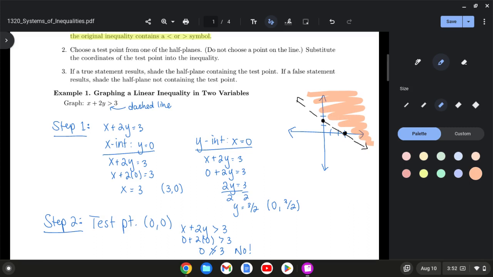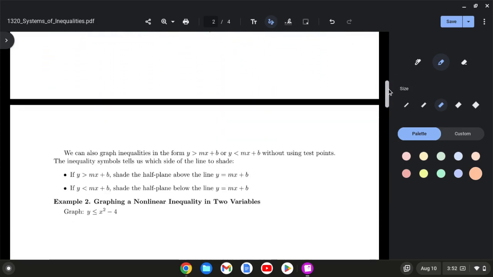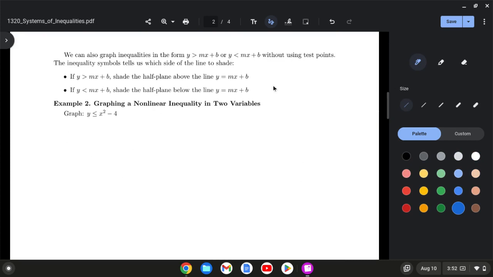All right, now let's go ahead and take a look at some shortcuts. I know some of you like shortcuts. So here we have another way that we can graph an inequality without having to use test points. So it really only eliminates that second step from our previous example. And so when you're dealing with a line, so it has to be a linear inequality when you're using this. If we have that y is greater than mx plus b, remember m here is the slope and b is the y-intercept, then you're going to shade the half plane above. If it's strictly less than your mx plus b, you're shading the half plane below.